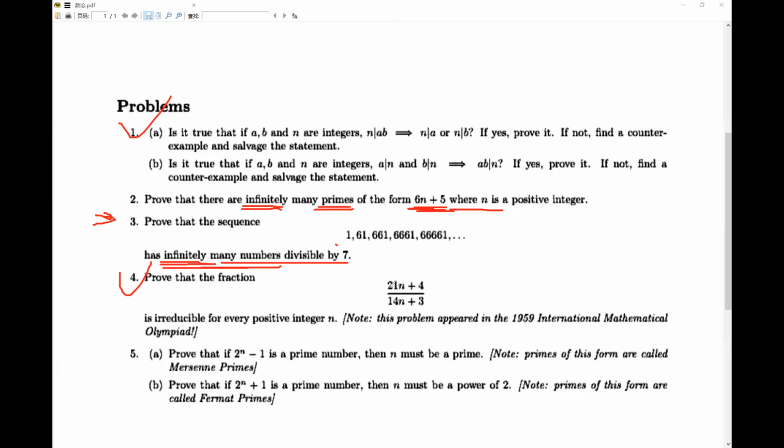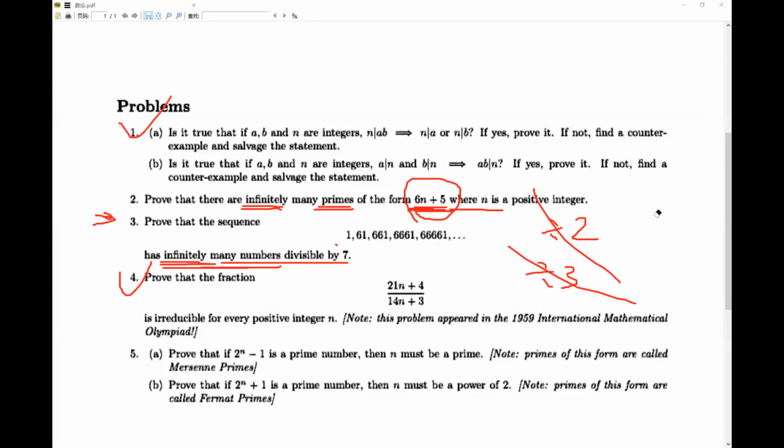I think what I found is that 6n plus 5 has to be odd, which means it cannot be divided by 2. And it cannot be divided by 3. Not 2, not 3. It can be divisible by 5, but the only possibility is when n is divisible by 5. But since there are an infinite amount of numbers, we don't have to care about that.